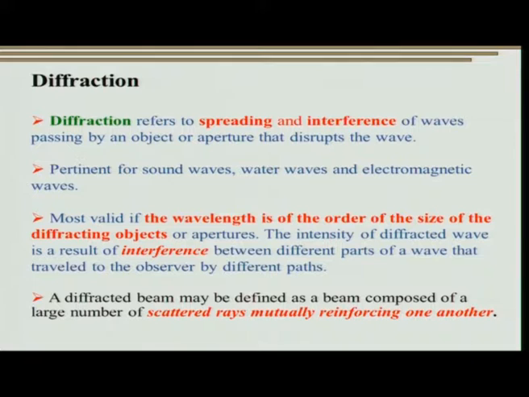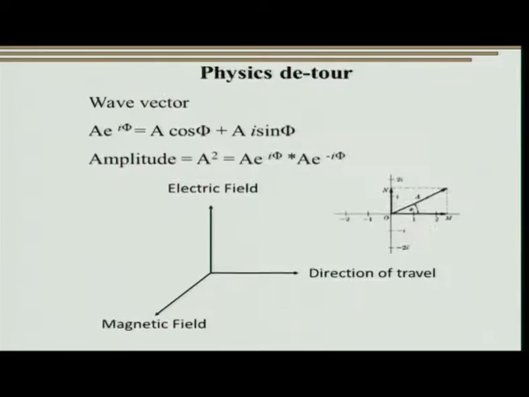These diffracting objects may be apertures or other objects which lead essentially to spreading or, for that matter, scattering of waves. It is to be mentioned that a diffracted beam may be defined as a beam composed of a large number of scattered rays which are reinforcing one another. The most important point to be noted in the above discussion is that the scattered rays which mutually reinforce one another, that means their amplitudes add up, lead to diffraction.